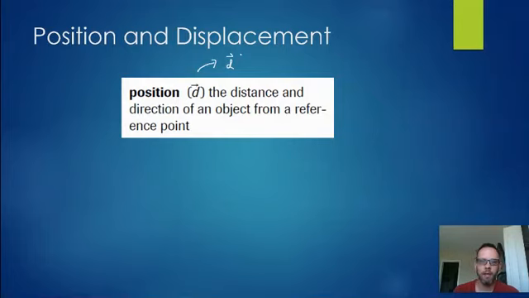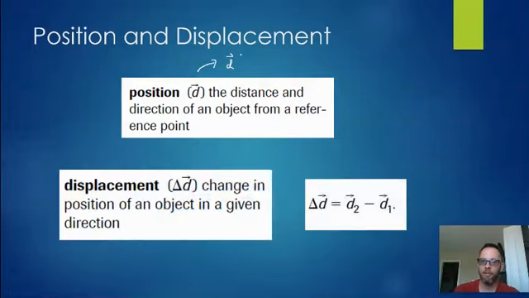So position is the distance and direction of an object from a reference point. The difference between that and distance D would be, if I were to ask, how far do I have to walk to get to this restaurant down the street? Maybe it says just 100 meters. You just have to walk 100 meters. But if I asked, where is this restaurant located? It wouldn't be enough to say 100 meters, because you would need to know which direction to walk. So its position might be 100 meters north down the street or something.